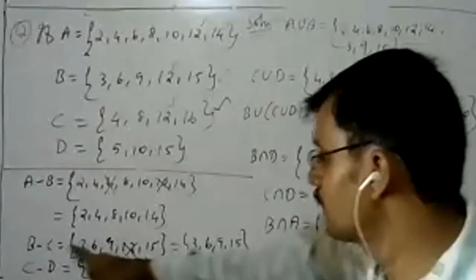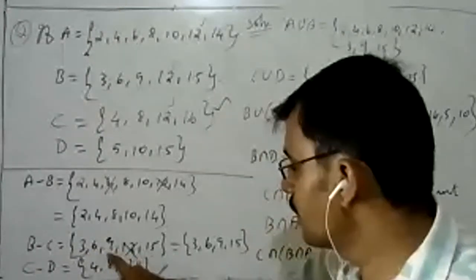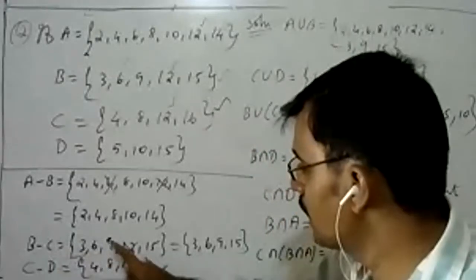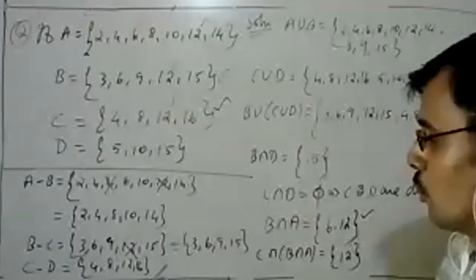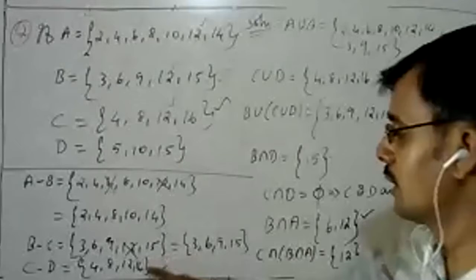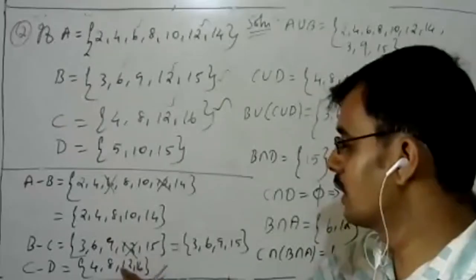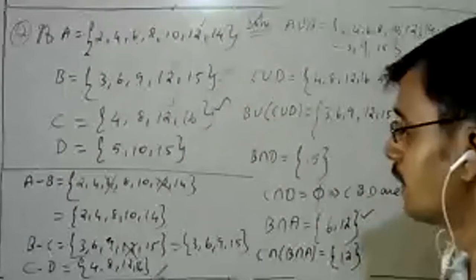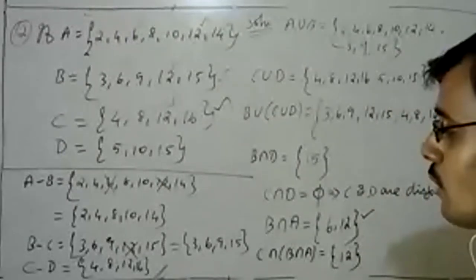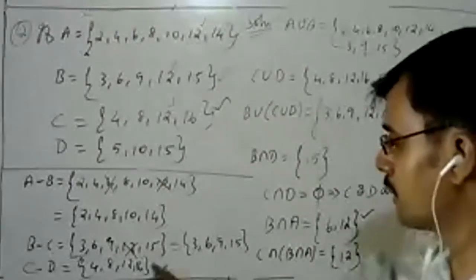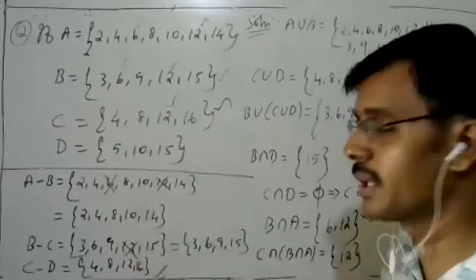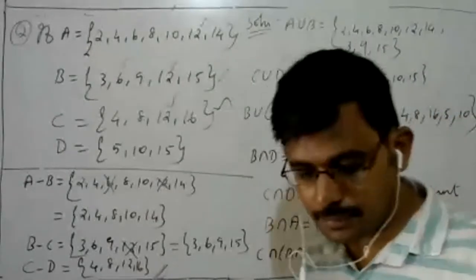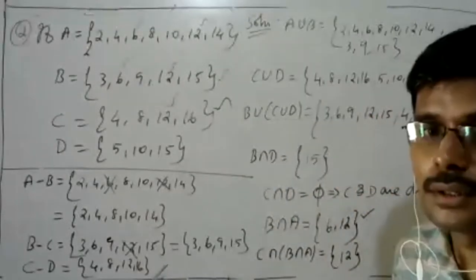Similarly, take all the elements in the first set B and check whether these elements belong to C or not. Only 12 belongs to C, remove that. The remaining is your answer. Here none of these elements belong to your D. Therefore the entire set remains: C minus D is equal to 4, 8, 12, 16. This is nothing but C again. Are you okay?